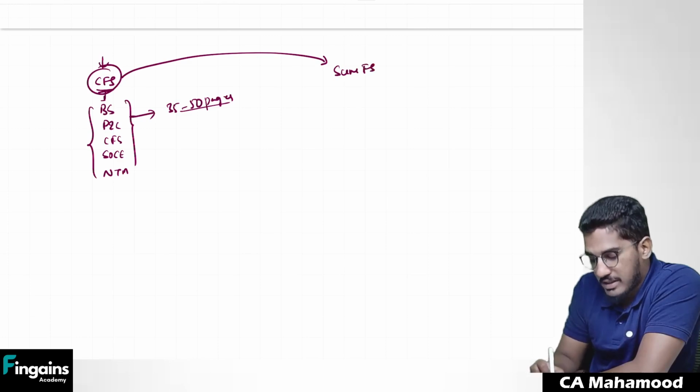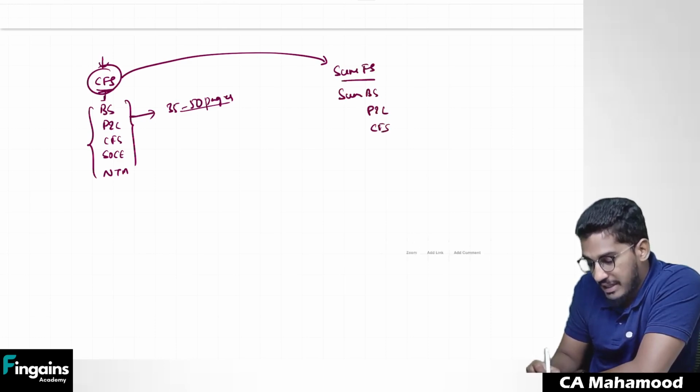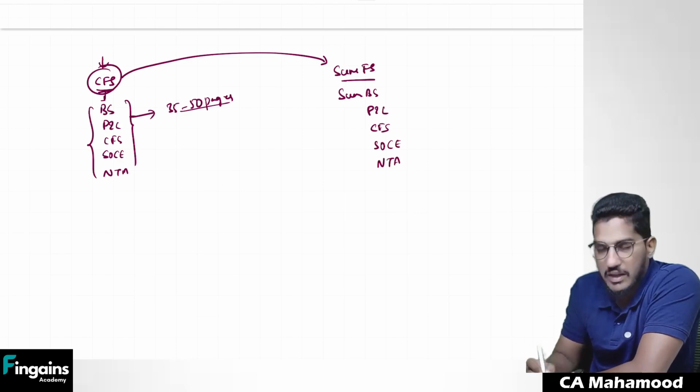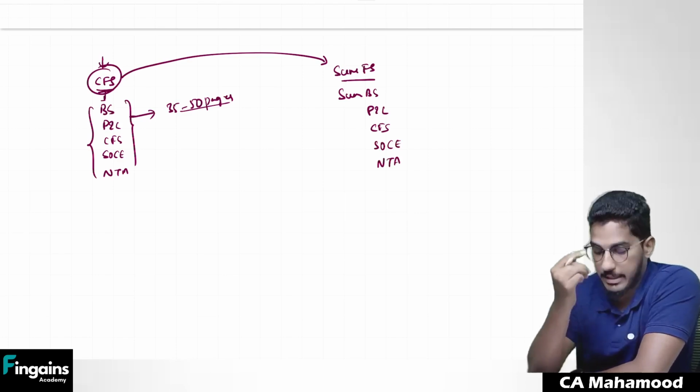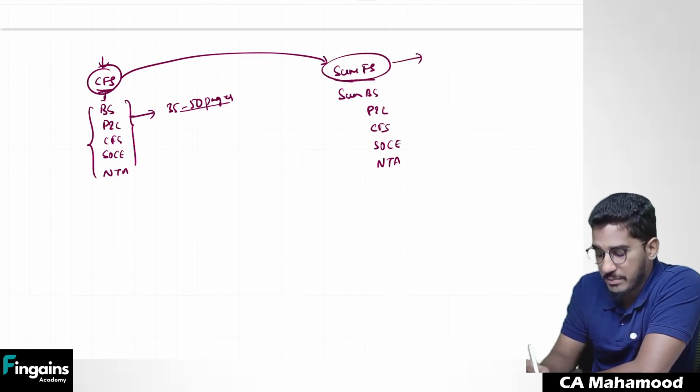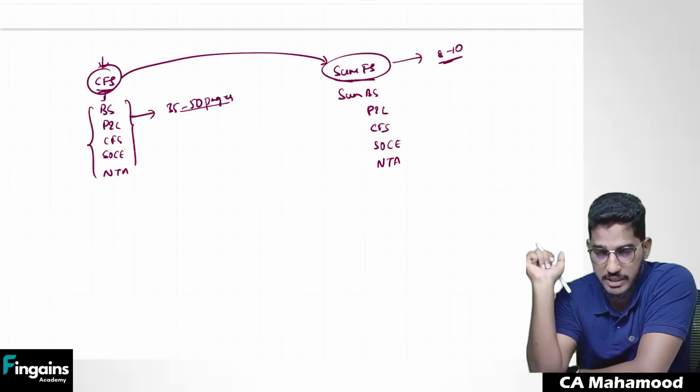They will prepare summary financial statements where there will be a summarized balance sheet, a summarized P&L, a summarized cash flow statement, and a summarized statement of changes in equity. Very negligible notes to accounts will be there, hardly 2-3 pages. And they will try to complete the entire summary of the financial statements within some 8 to 10 pages.